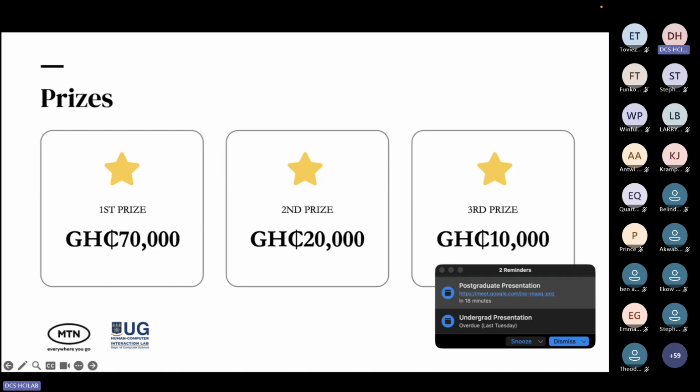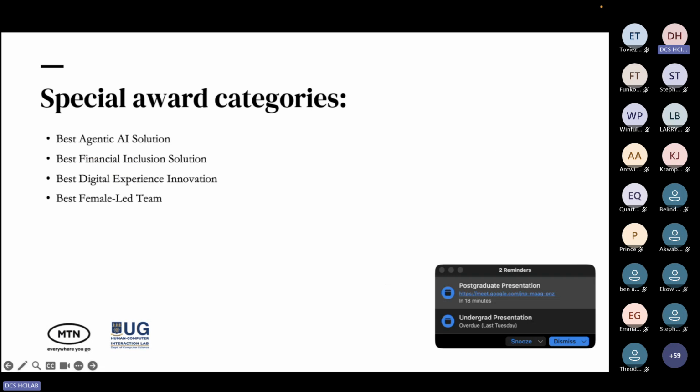In addition to the 3 main prize categories, we have other award categories. We have the best agentic AI solution, best financial inclusion solution, best digital experience innovation, and then the best female-led team.